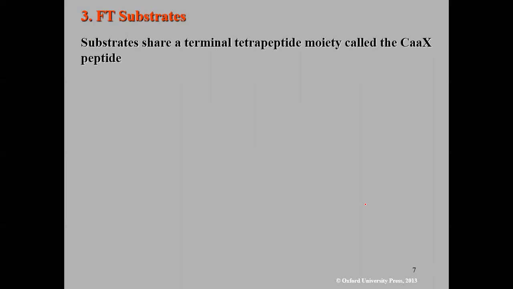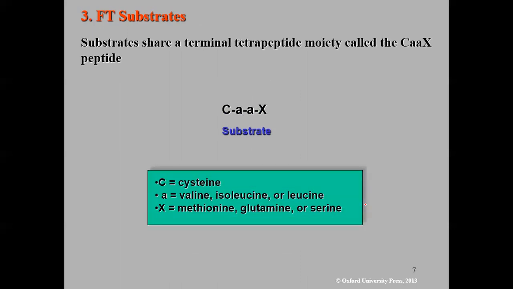As you saw in the figure, it only shows the terminal tetrapeptide. So why is that important? Because substrates, RAS proteins, share a terminal tetrapeptide moiety called the CAAX peptide, where C stands for cysteine, A is either valine, isoleucine, or leucine, while X is methionine, glutamine, or serine. That is the substrate for the farnesyl transferase.